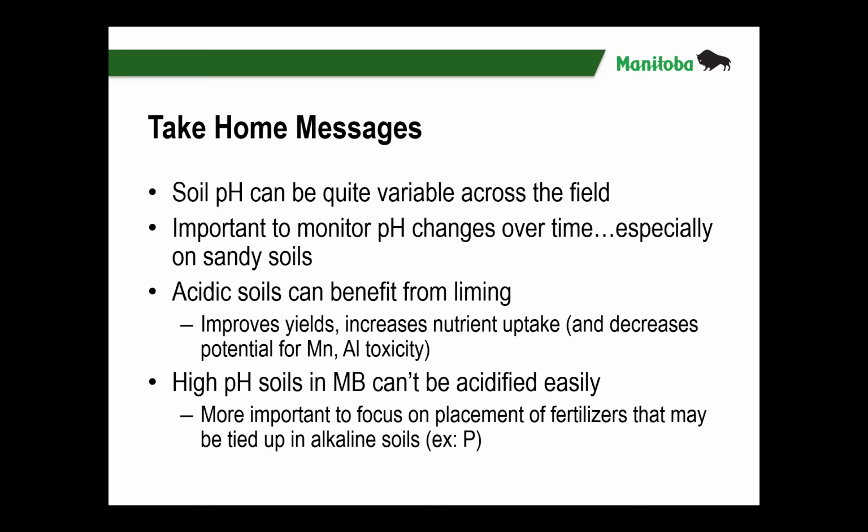We need to take note of our soils being very different than what we expect to see in soils elsewhere in the world. The amount of limestone, or that high calcium carbonate equivalent that exists in our soil, buffers any pH change, and it really isn't possible to decrease the soil pH of our high pH soils. It is much more important to focus on placement of fertilizers, especially ones that can get tied up in those alkaline soils, like phosphorus. So make sure that we're banding them, having them close to the seed.